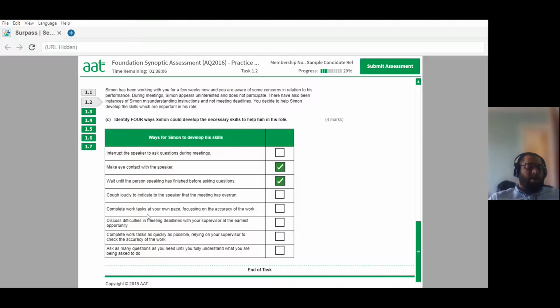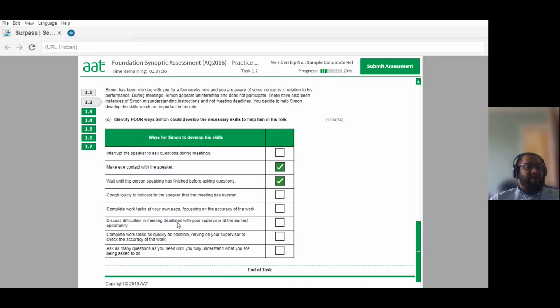Complete the work task at your own pace, focusing on accuracy of work. Now, it's very important. If you're working at your own pace, focusing on accuracy of the work, you are not completing the jobs in a timely manner. Sometimes that is not what is expected of you because he's already not meeting deadlines. So in that case, this is going to affect even more. So I'm going to think this is not the right answer. Moving on, let's see whether there are any better answers there.